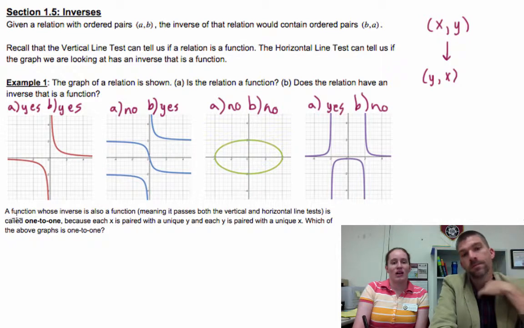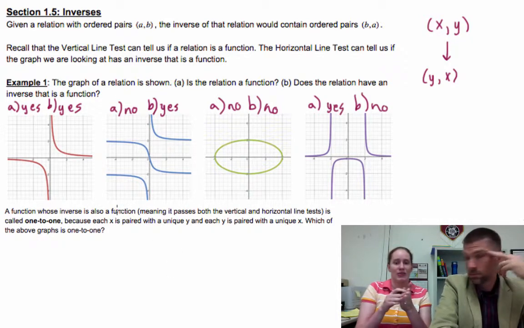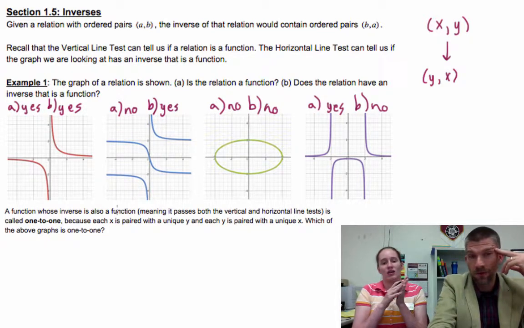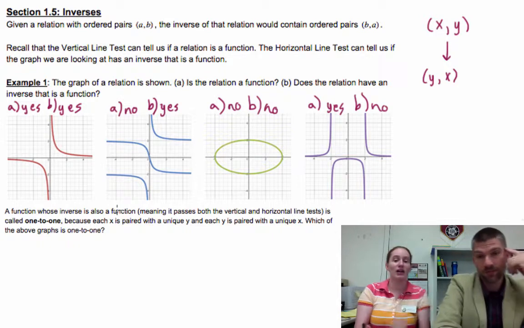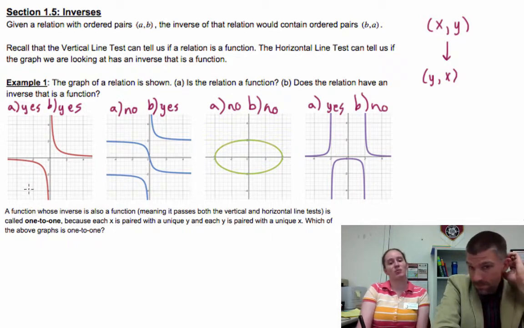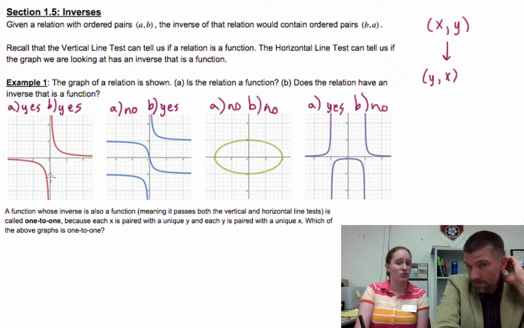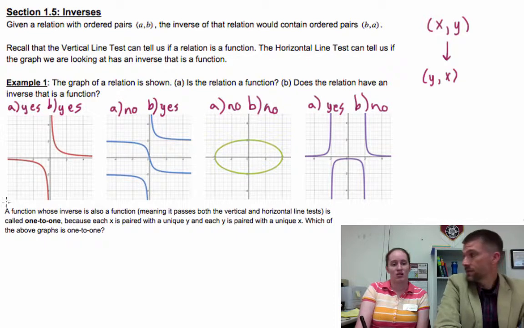Now a function whose inverse is also a function, so they're both functions. That's the first one, which passes. That's called 1-to-1 because each x is paired with a unique y and each y is paired with a unique x. That's a fancy term, but basically every point is different. There are no repeated values anywhere.